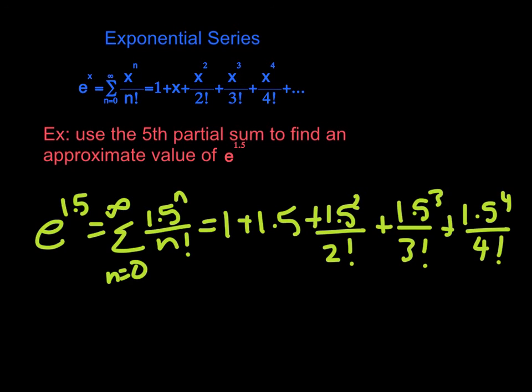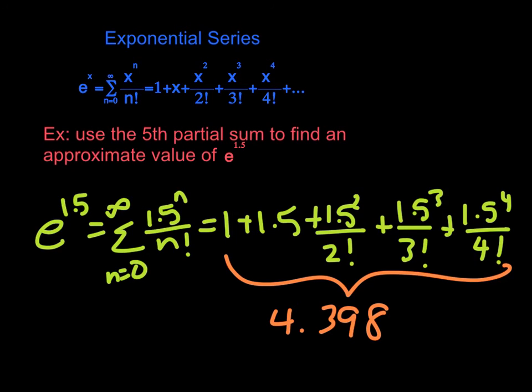If I want the fifth partial sum, I basically just want you to do 5 terms. After a while, the numbers will be so small that they won't have an impact. So when I add all those together, you're going to get 4.398. So that's where the e values come from. It actually is just a series of numbers added up together.